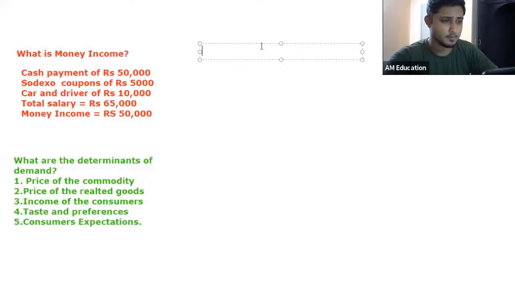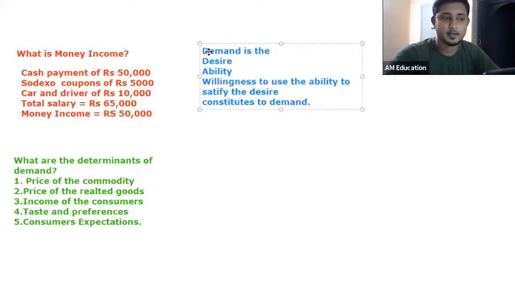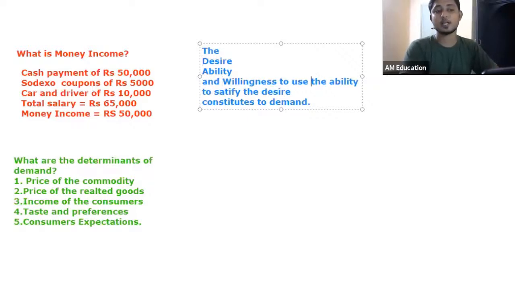So demand is the desire, ability, and the willingness to use the ability to satisfy the desire. The desire, ability, and willingness to use the ability to satisfy the desire constitutes demand. This is a better statement. So that is the meaning of demand.